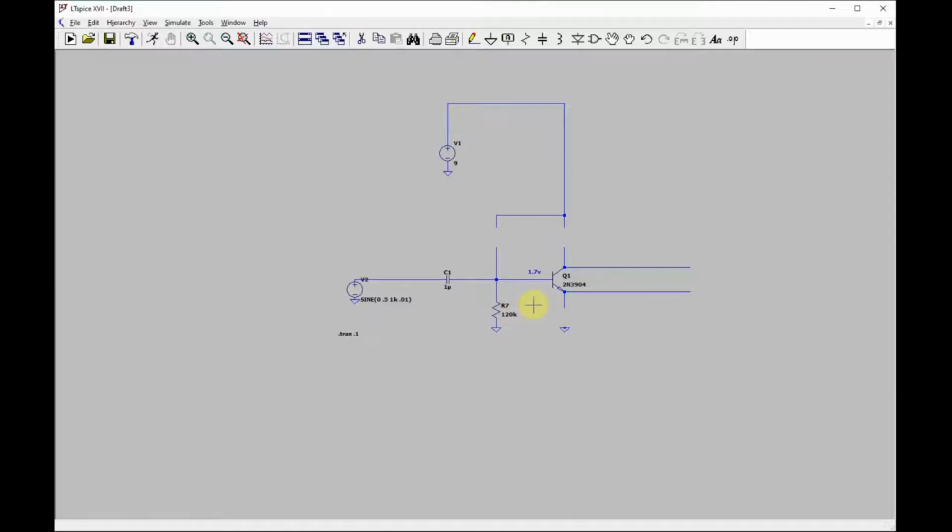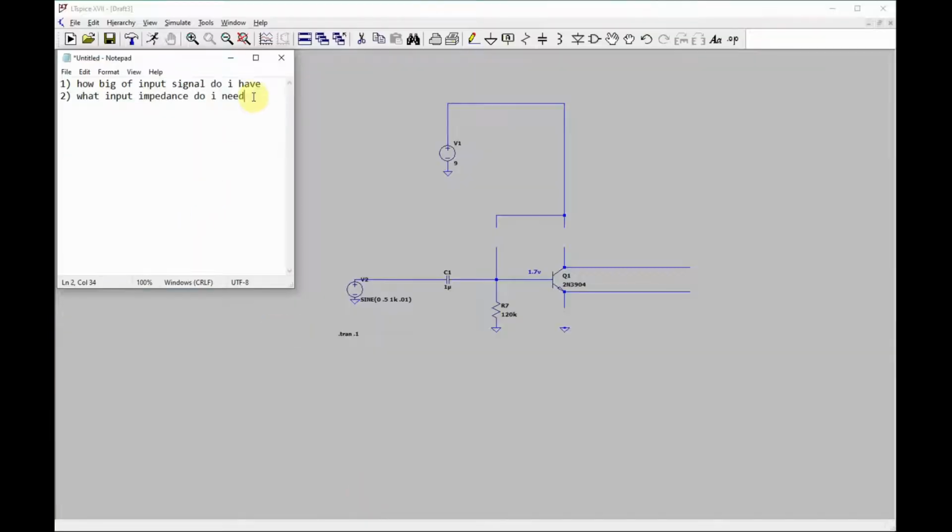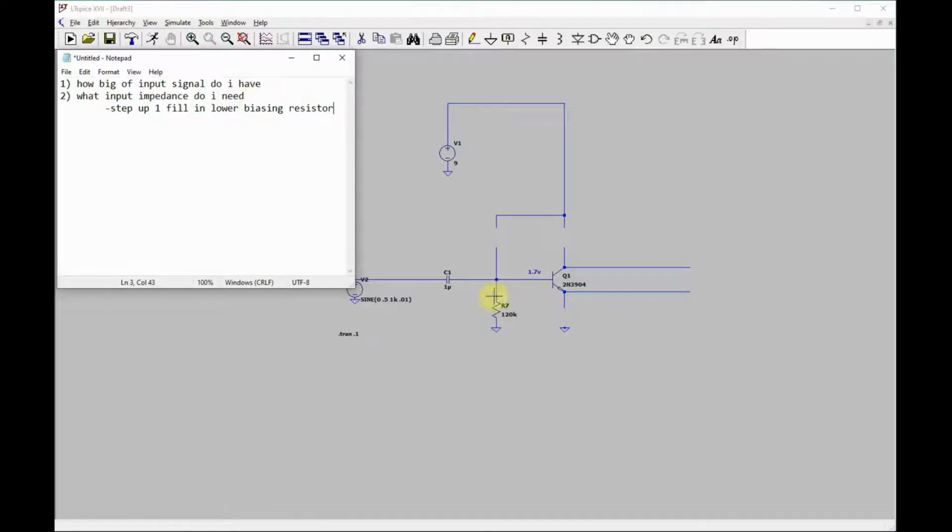Now, the next resistor you can fill in is going to be right here. And how do you come up with that? Okay, let me see if I can fill this in. You're going to want to step up one and fill in the lower biasing resistor. So that's what you do there.